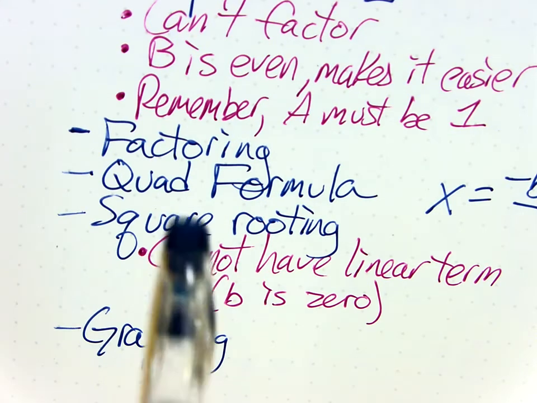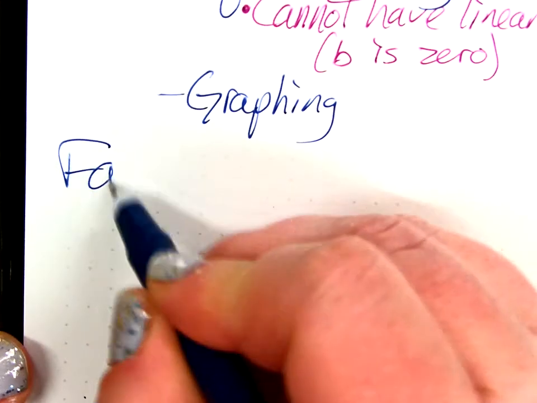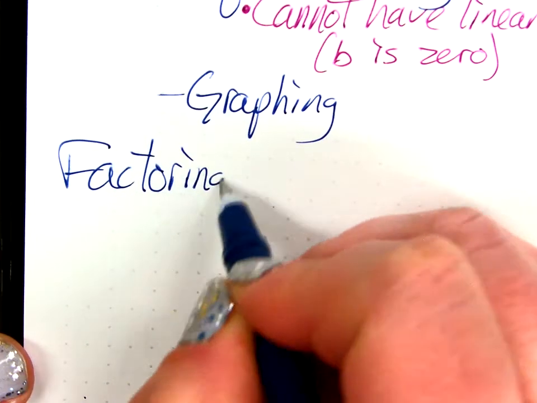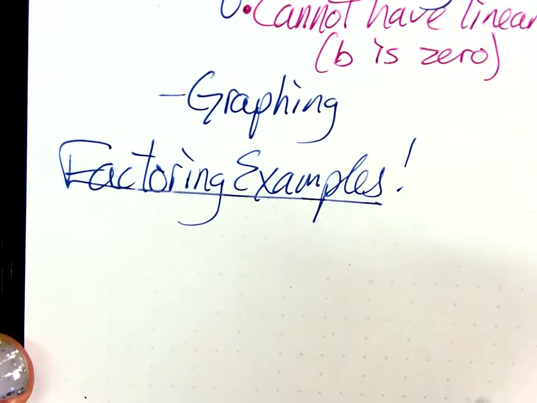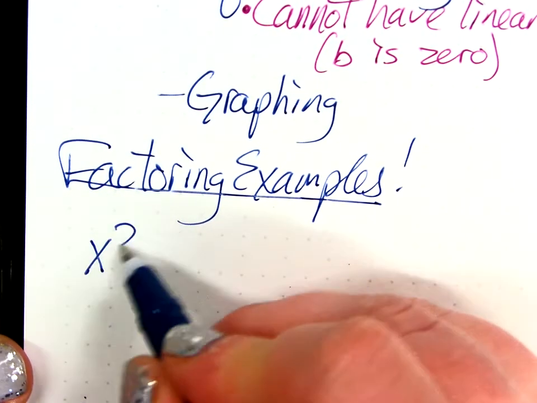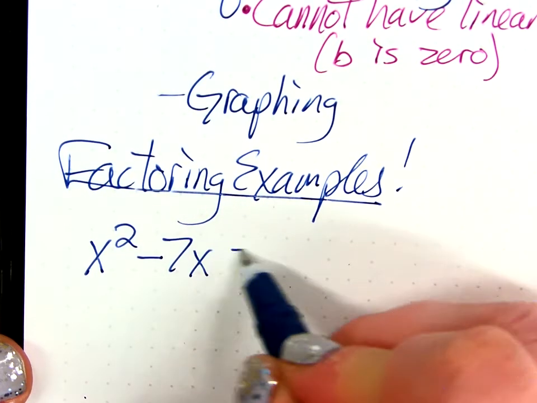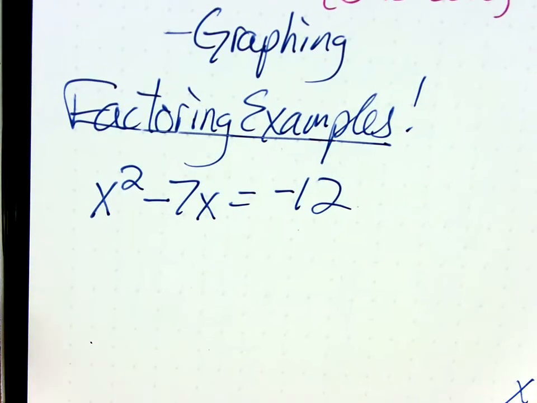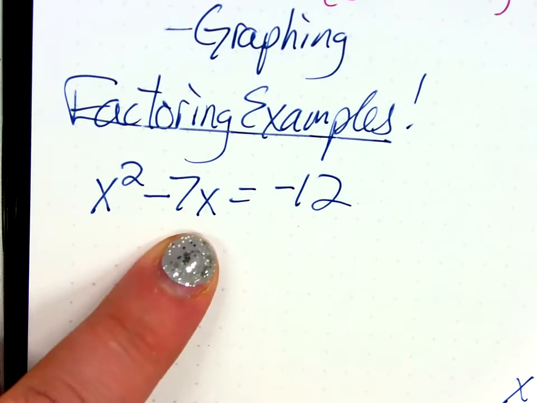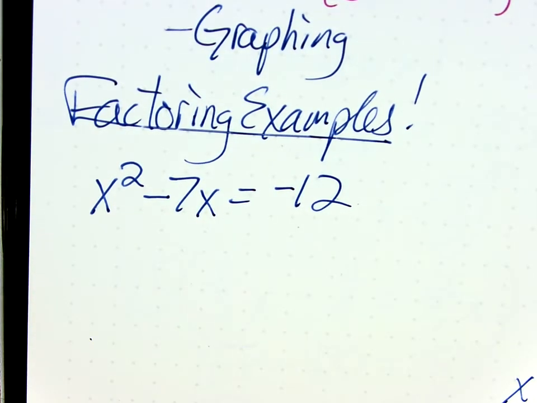Okay, so I'm going to do the example that's on your note sheet there. So let's do factoring examples. So the example that's on there is x squared minus 7x equals negative 12. All right. I can't solve this by square rooting because b is not 0. I have that linear term. Okay, so the next thing I should try is factoring. But you need to remember how to factor. Do you?